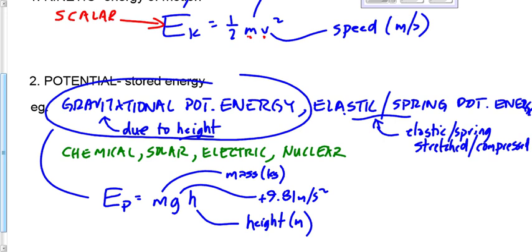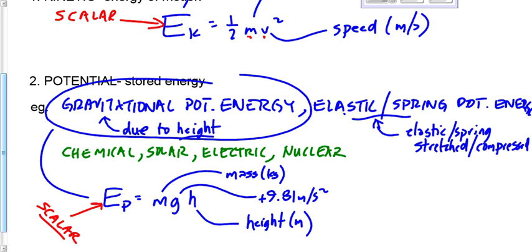Now, potential energy. Do you think that's going to be a vector or a scalar? Yeah, it's a scalar too. All types of energy can be considered to be scalars. There are no types of energy that are vectors. There is no direction associated with energy. Energy is energy.